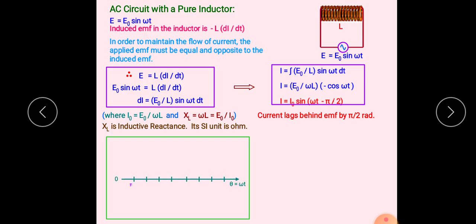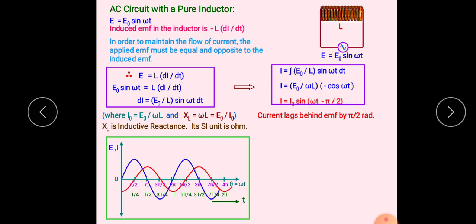And if we plot their curves, this is EMF. As you can see, when EMF is 0, current is maximum in negative direction. When EMF becomes maximum, current becomes 0. Then after a time interval of T by 4, the current is lagging behind, or you can say the phase difference is pi by 2 radian. E is E naught sin omega t and I is I naught sin omega t minus pi by 2.